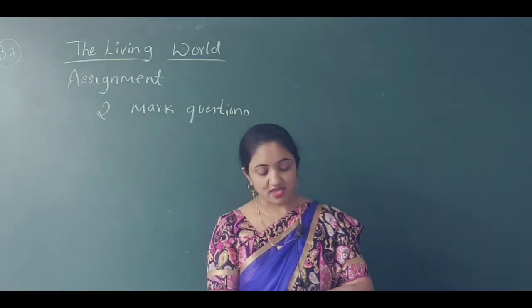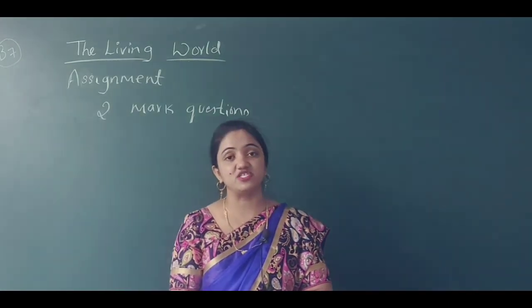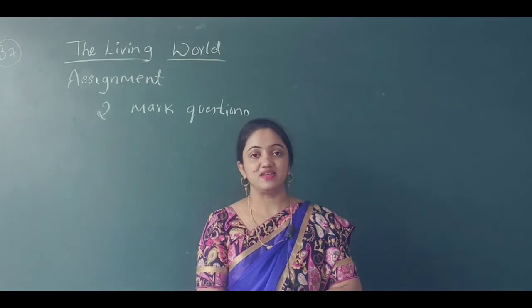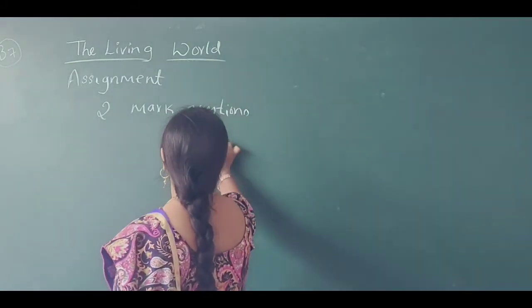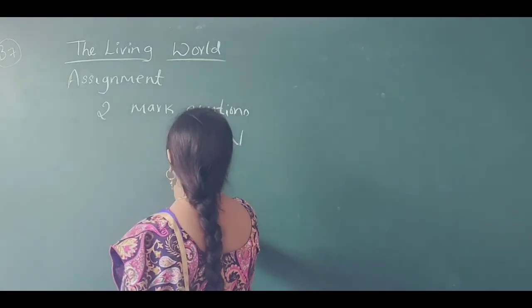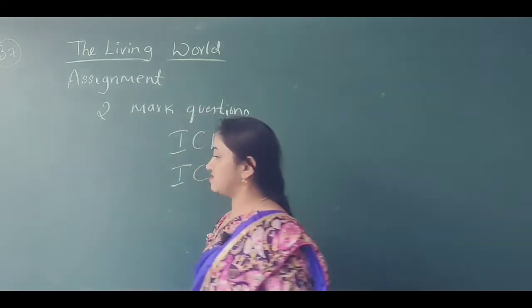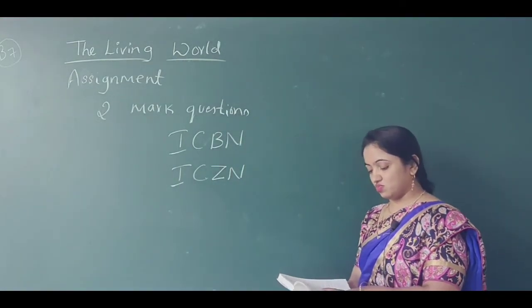Next is, expand the following. You have to write in the expansion form. The first one is ICBN. In capital letters you have to write ICBN. One more is ICZN. So write the answer for this. I guess you know the answer.